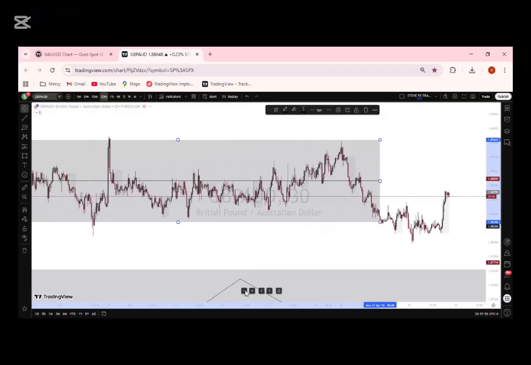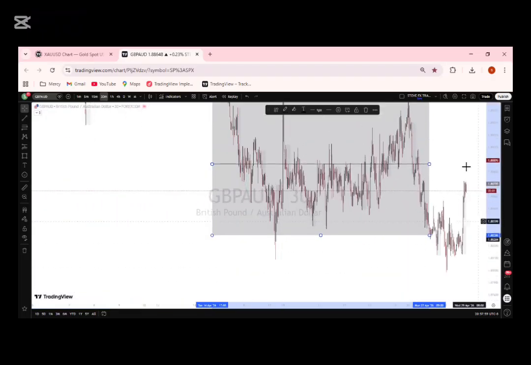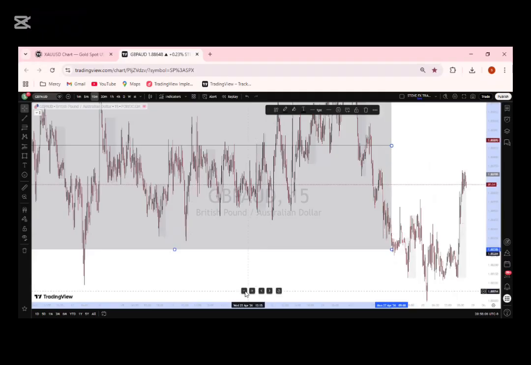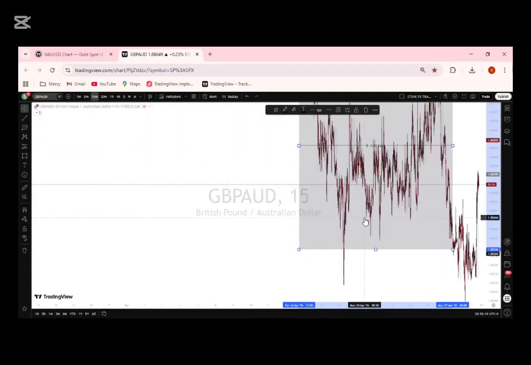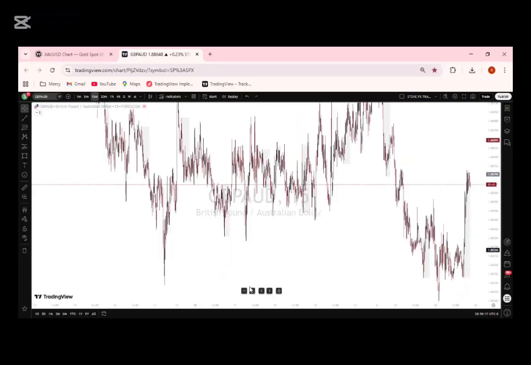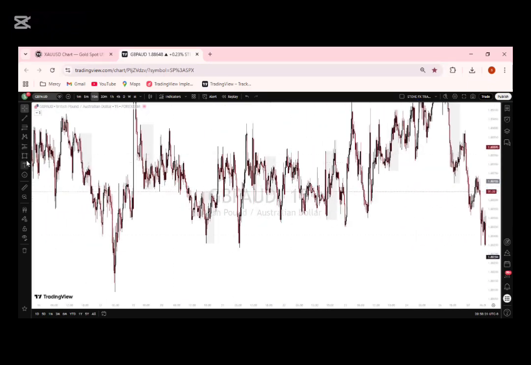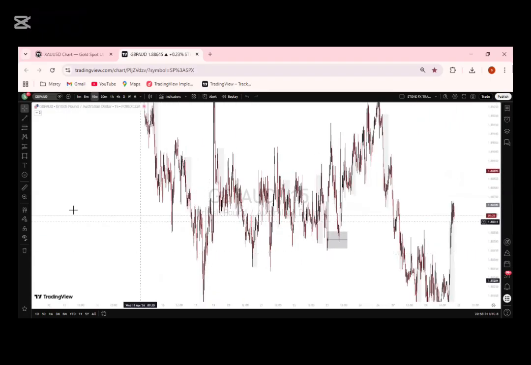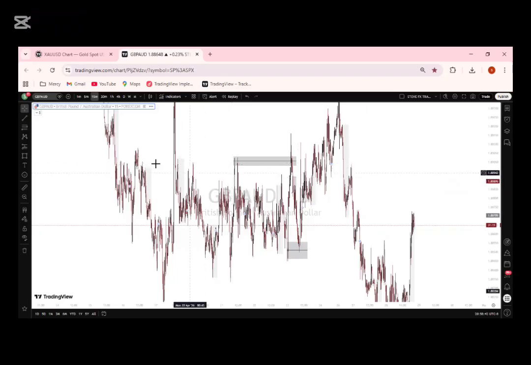If you go to the lower time frame over here, you can actually spot some minor order blocks within the accumulation phase. And sometimes traders try to take advantage of the accumulation phase by mapping or marking minor order blocks like this. But mostly you are going to find yourself being taken out.